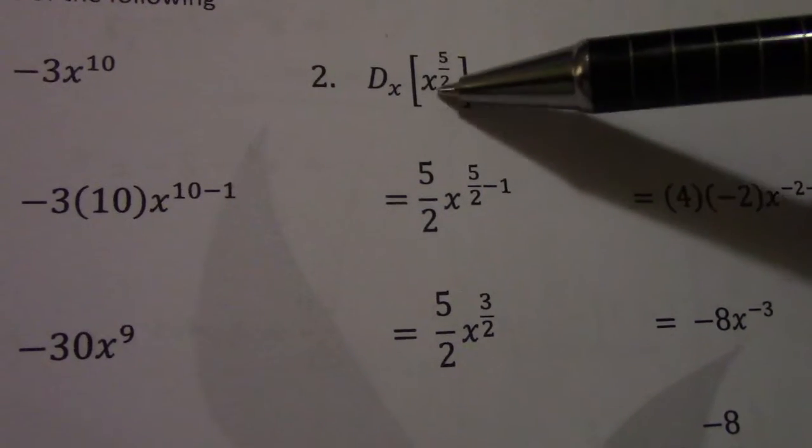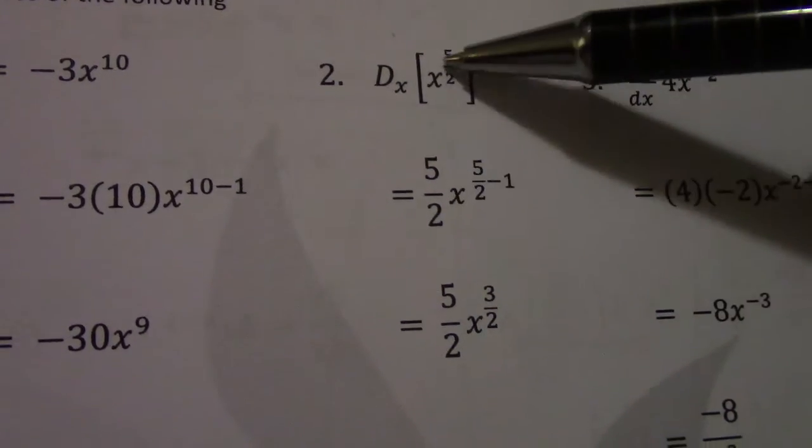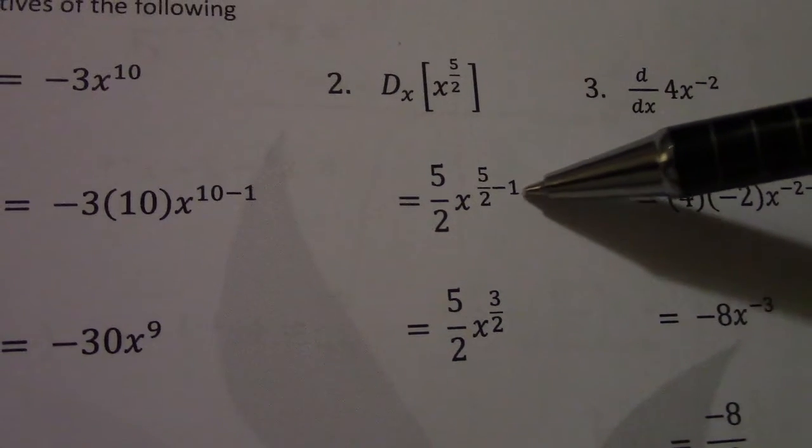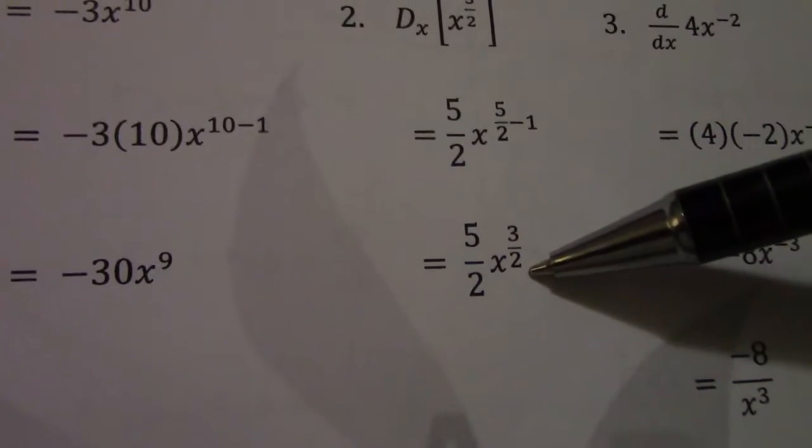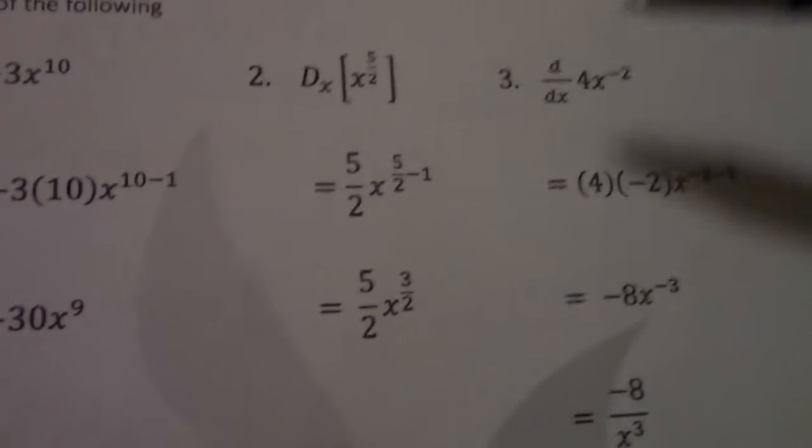So second one, if I say d/dx, or differentiate x to the power 5 over 2. That becomes 5 over 2 times x to the power 5 over 2 minus 1. So we should know 1 is 2 over 2, so 5 minus 2 then becomes 3 over 2, and that stays 5 over 2.